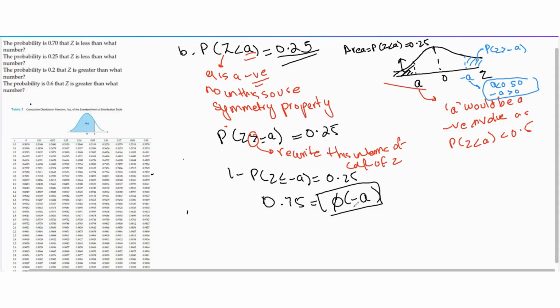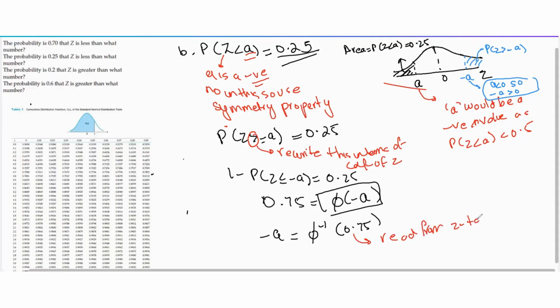The Z table will give me the probability of Z being less than or equal to minus A, because minus A is greater than 0, right? The Z table does have CDF values for positive values of Z. So now minus A can be found as phi inverse of 0.75. We can now read this from the Z table.